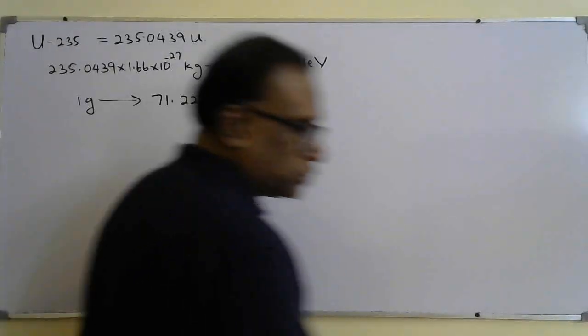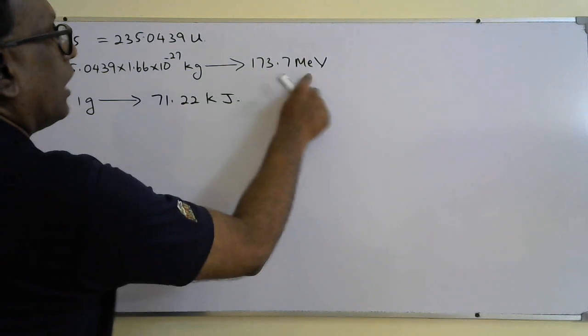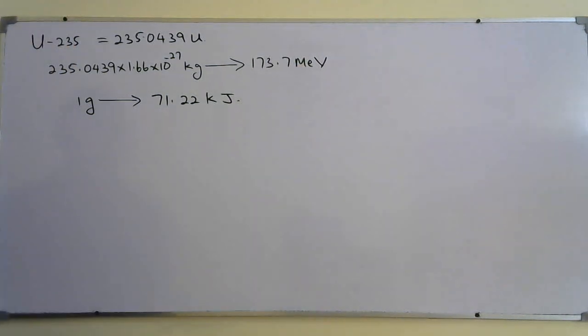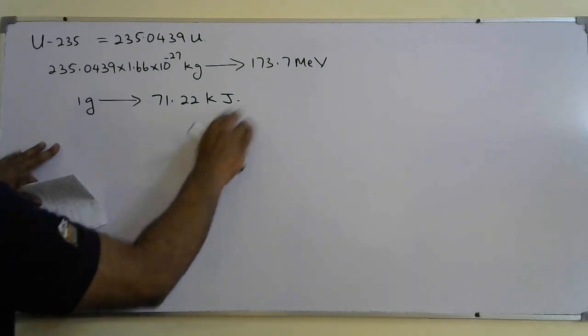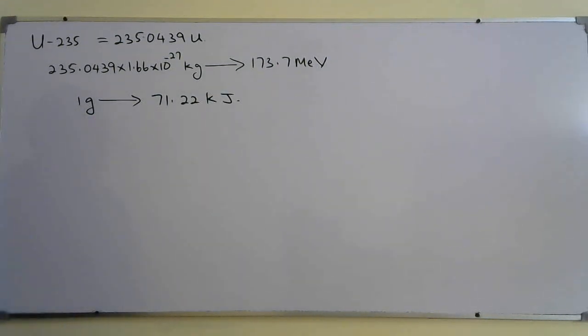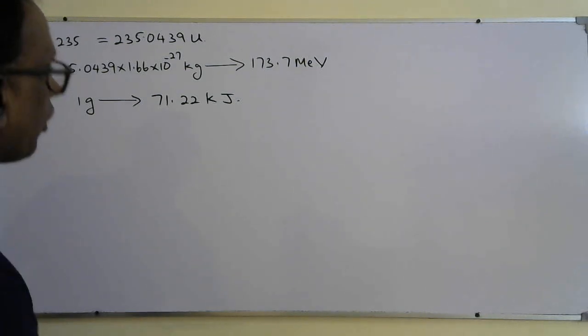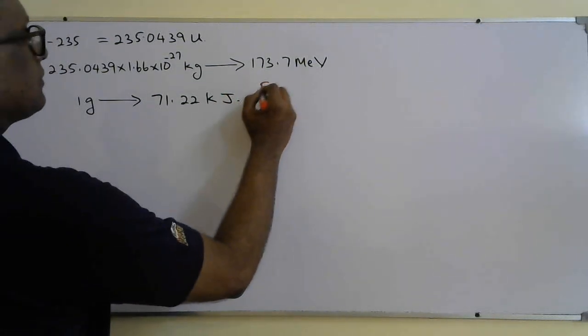I'm comparing it in joules, so you have to convert this to joules by multiplying by 1.6 × 10^-19, and it's not an issue. So anyway, I'm giving it in joules, so that it becomes 71.22 kilojoules. This is for the fission reaction.